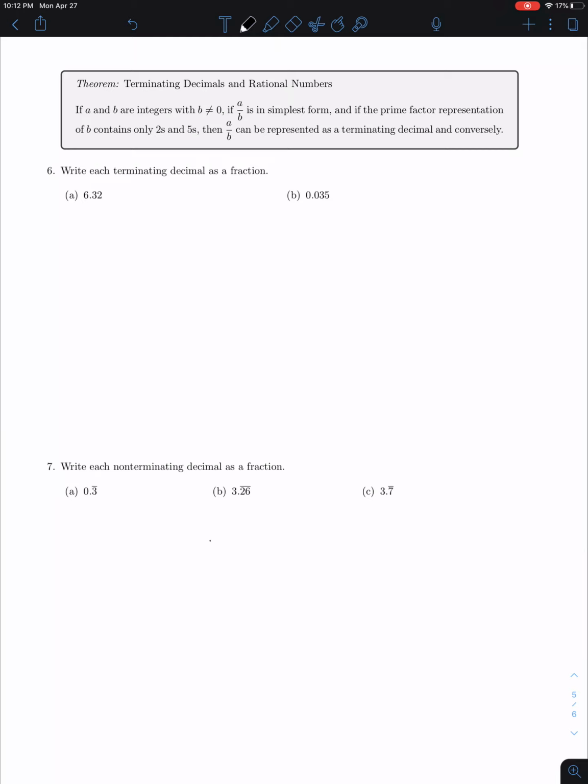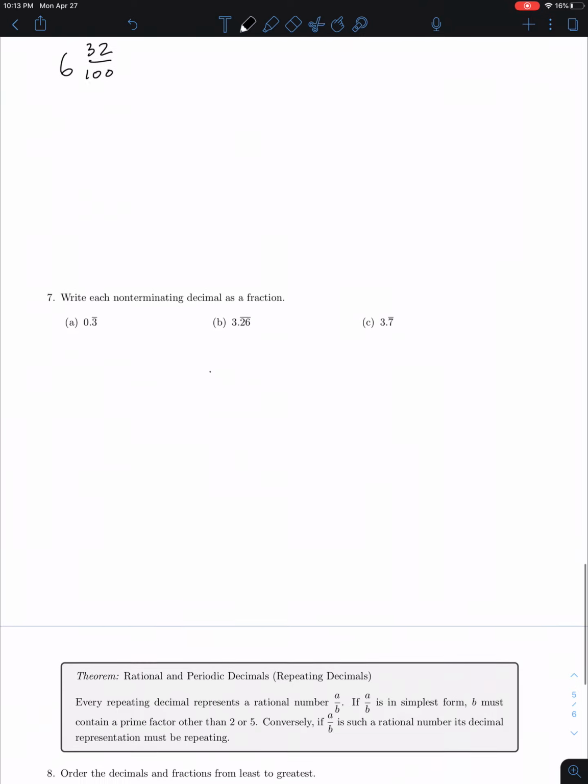So for 6, we're trying to write each of these terminating decimals as a fraction. So what we want to do is think about it in terms of their place. In this case, 0.32 is in the hundredths place. So we could write this as 32 over 100. And then now what we just need to do is simplify the 32 over 100. So I'll leave that for you guys to work on. And B would be the same way.